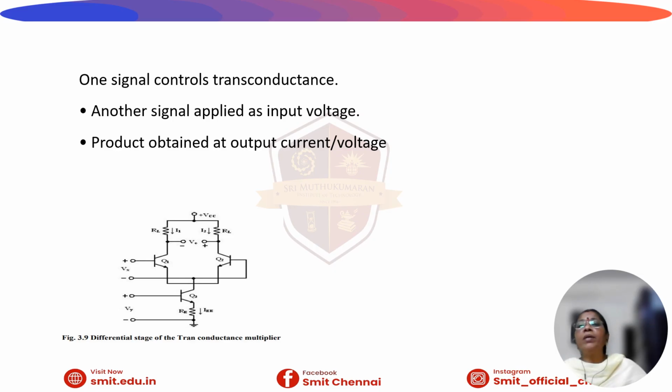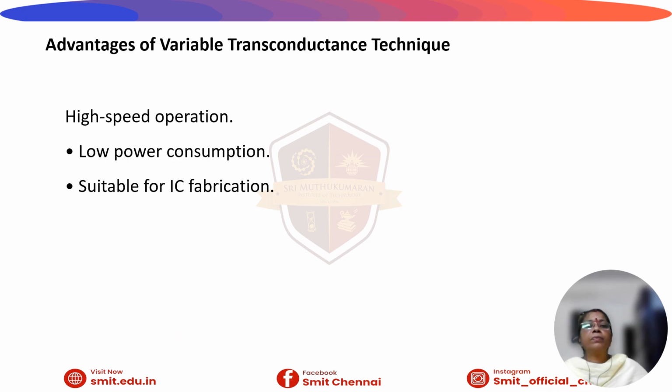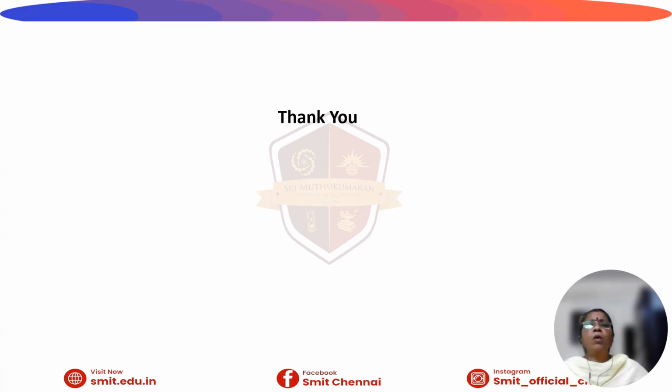Mainly the common configurations are the two quadrant multiplier and the four quadrant multiplier, which is a Gilbert cell. The two quadrant multiplier controls the tail current to allow multiplication for varying polarities of one input voltage. The advantages of the variable transconductance technique are simple circuit operation and low power consumption, and it is suitable for high frequency. These are the various techniques to implement the analog multiplier.